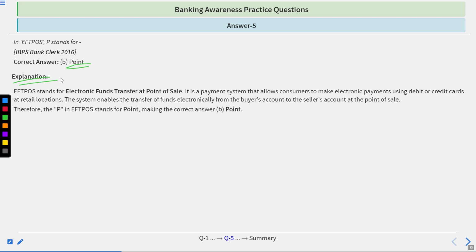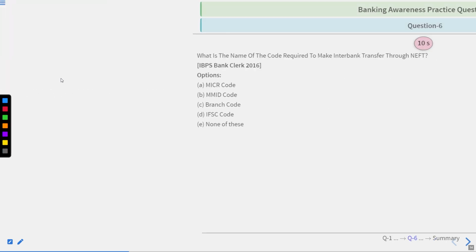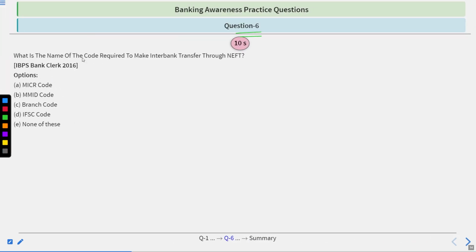Go by the explanation. EFTPOS stands for Electronic Fund Transfer at Point of Sale. It's a payment system that allows consumers to make electronic payments using debit or credit cards at retail locations. The system enables the transfer of funds electronically from the buyer's account to the seller's account at the point of sale. Therefore, P in EFTPOS stands for Point, making the correct answer B, Point.